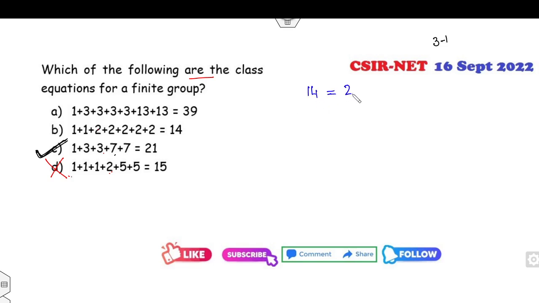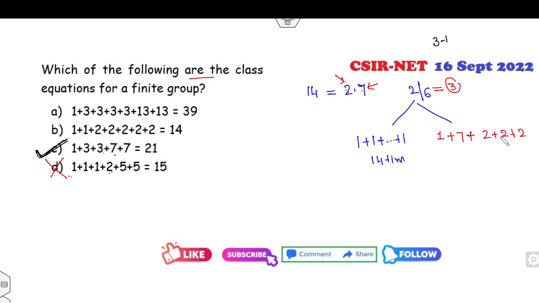Look at the second option, 14. 14 I can write as 2 into 7. Also you can see 2 divides 7 minus 1. So yes, again you have two class equations, either 1 plus 1 plus, that's 14 times, or you have to write 1 plus 7. How many times? P minus 1, that's 1 time. And the quotient of this is 3. So you have to write 2 how many times? 3 times. So 1 plus 7 plus 2 plus 2, or otherwise you can see this option is not possible.